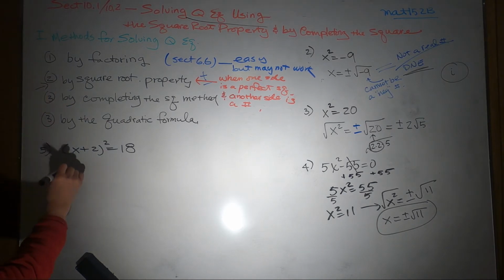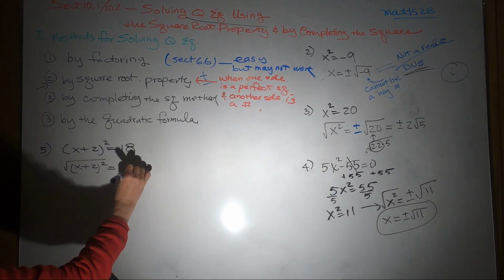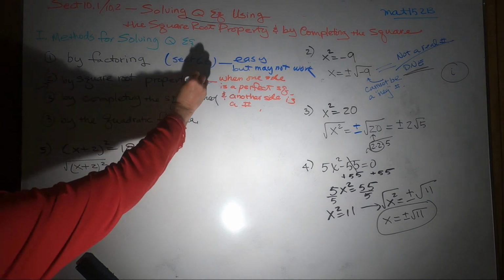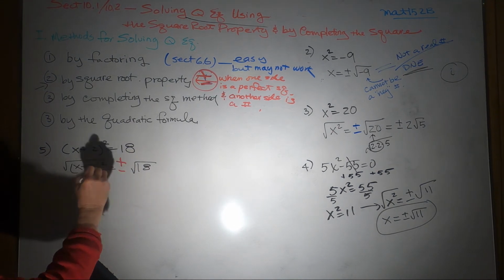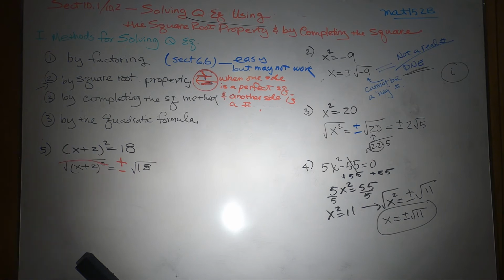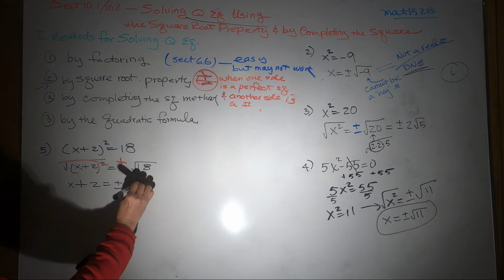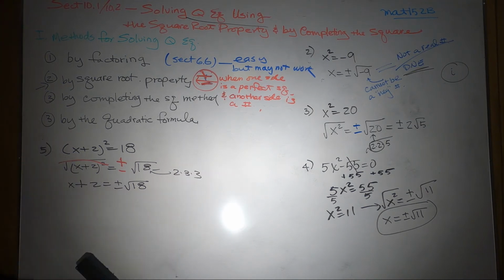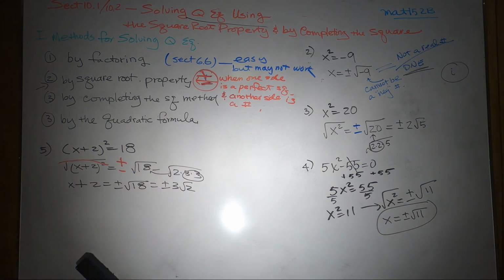So we use the square root property. We take a square root on both sides, but then you only get half credit. Why? Remember, when you use square root, you need to have what? Plus minus, right? Then this one, you don't have to worry about that. We have x plus 2 equals square root of 18, right? Then you simplify this, it becomes 2, 3, 3. Then you take a 3 out, so you have plus minus 3 square root 2, right?